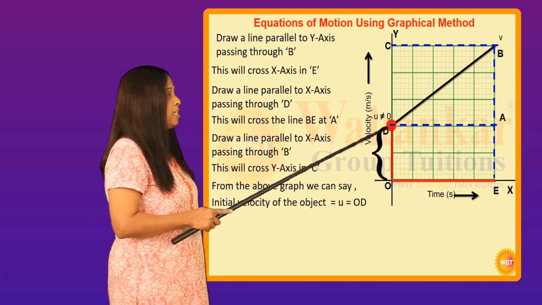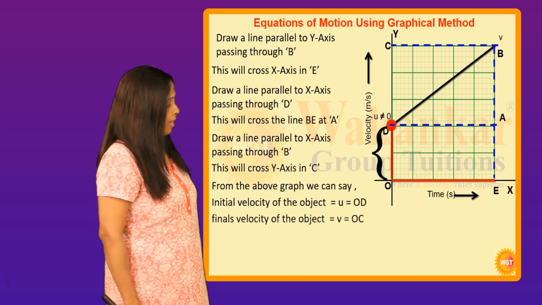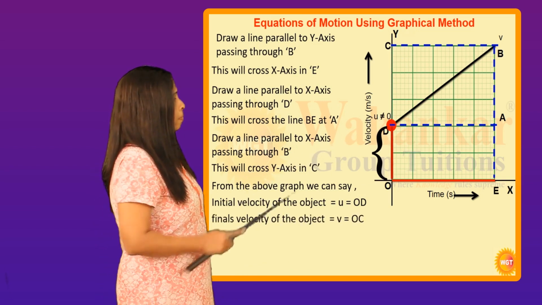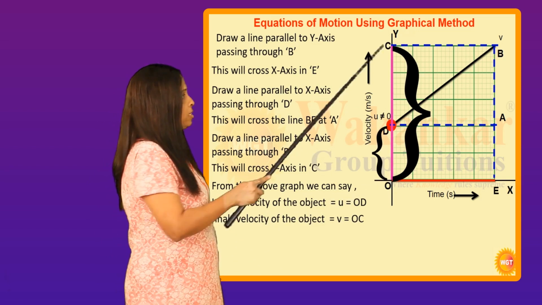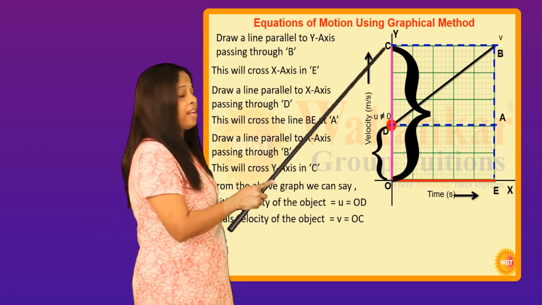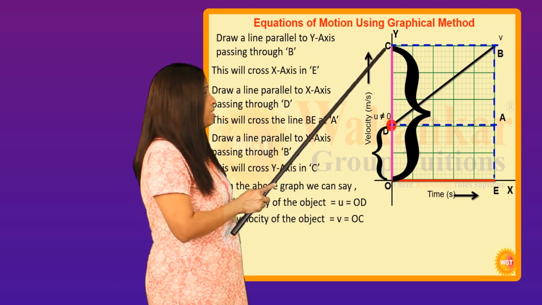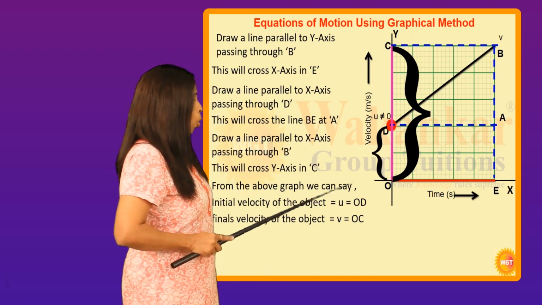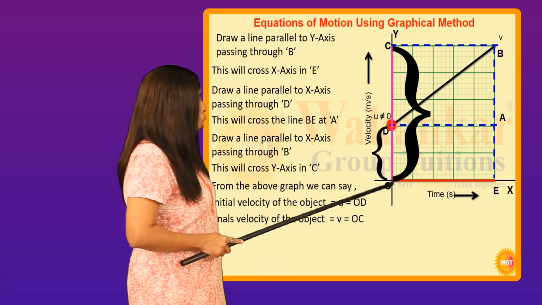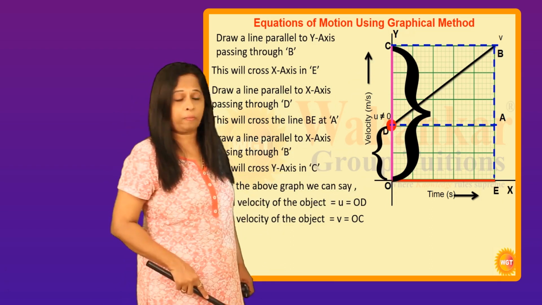So OD is equal to u. Then OC, can you see OC? OC is nothing but final velocity v, because this point C corresponds to this final velocity. So OD is u, OC is v.